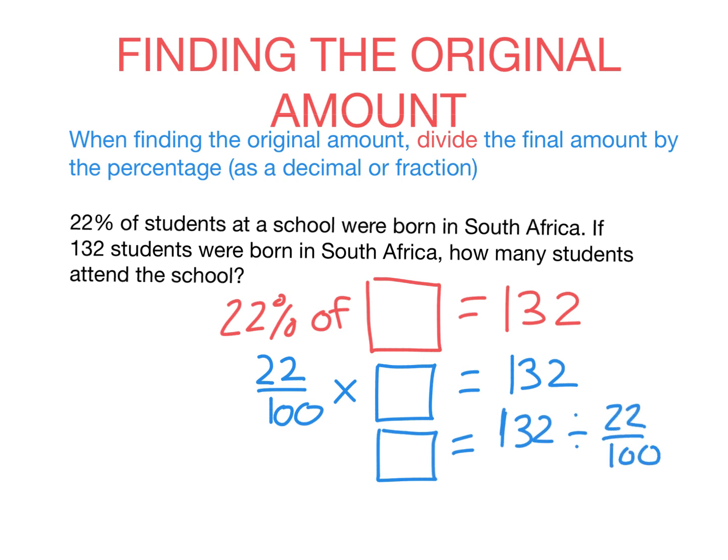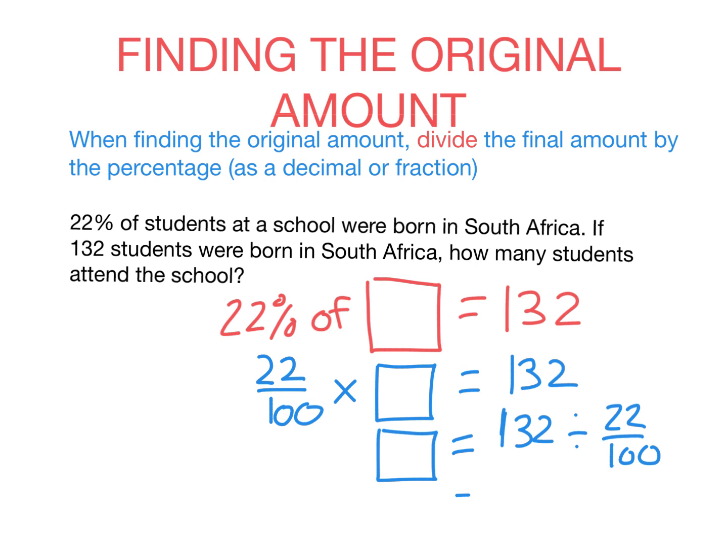Now, we probably don't want to go through this process every time. We probably want to do it as quickly as possible. So instead of writing out all this, note that we simply had the final amount divided by the percentage written as a fraction or a decimal. You can jump straight to that line of working in future.